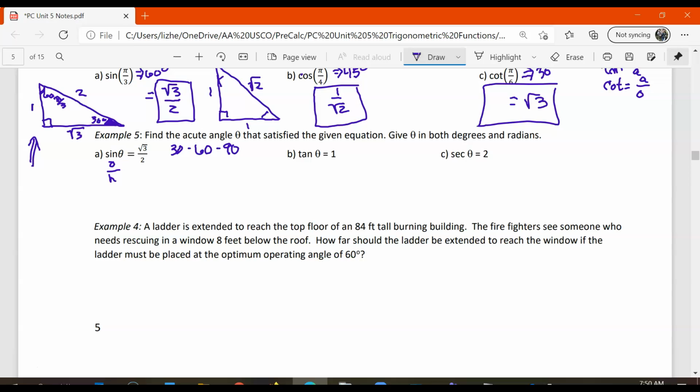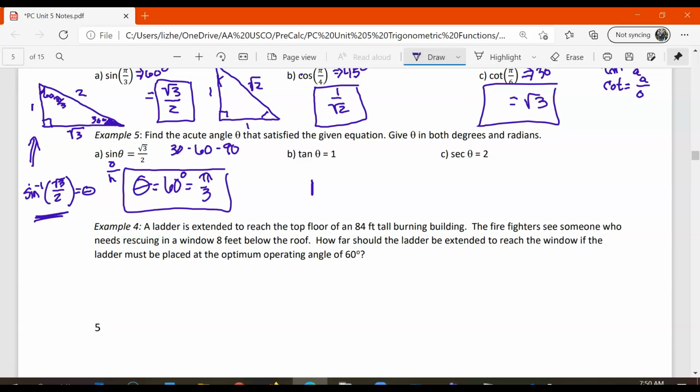And so for the angle, we're either looking at a 30 or a 60, but it's the 60-degree angle that will give me the radical 3 over 2. So theta here would be 60 degrees, or you could say pi over 3. That would be your answer there. And you can just reason that out. Remember, if we were using a calculator here, we would say the sine inverse of radical 3 over 2 is theta. We would use the inverse function.